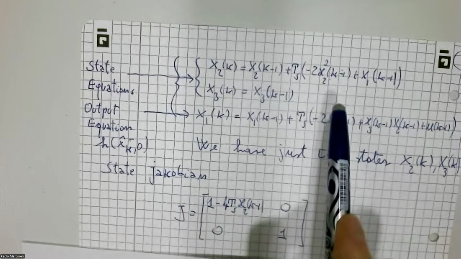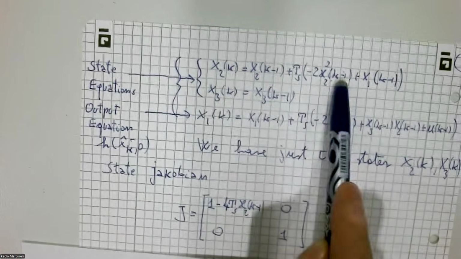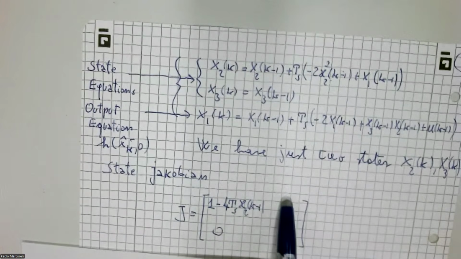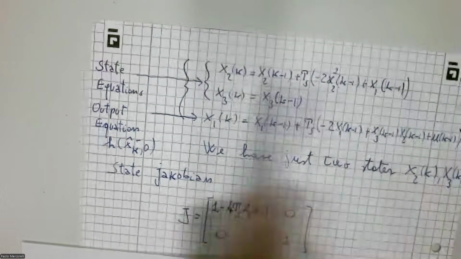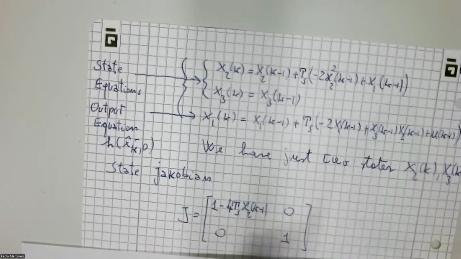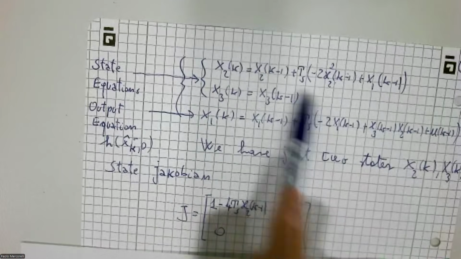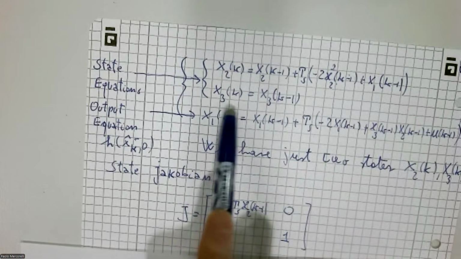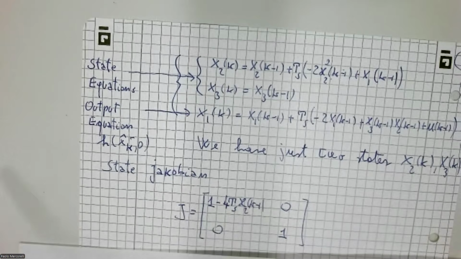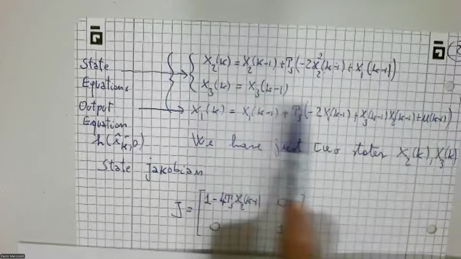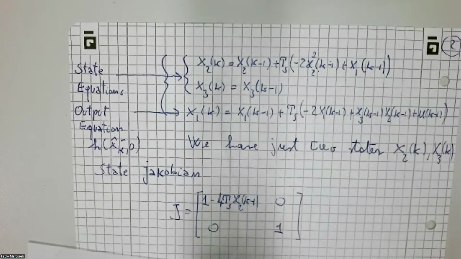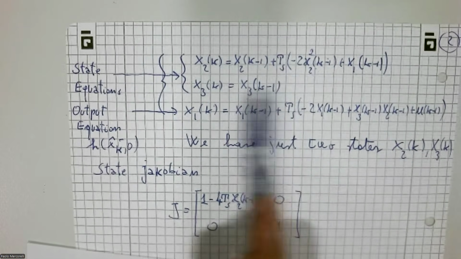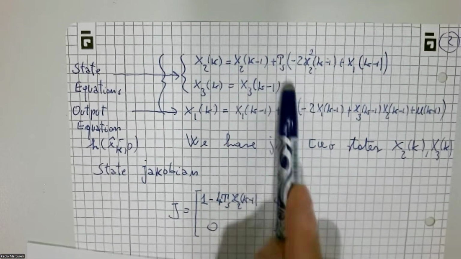Multiply ts, yeah? I already told you, because it's the derivative of this. Why 0? Because we have to do the derivative of this with respect to x3, and x3 is not present. Why 0 here? Because the derivative of this expression, x3 of k, with respect to x2 of k minus 1 is 0, because we don't have this. It's 1 because, of course, the derivative of x3 of k with respect to x3 of k minus 1 is clearly 1.